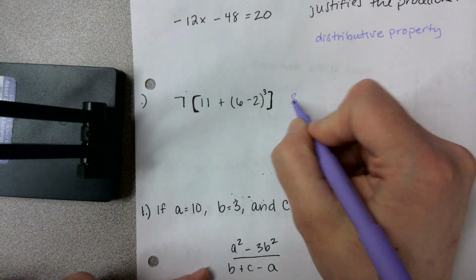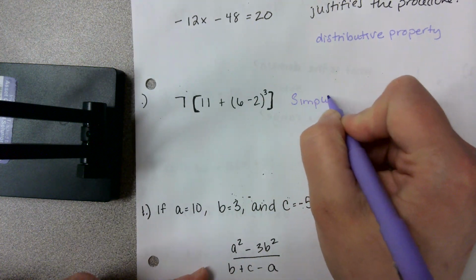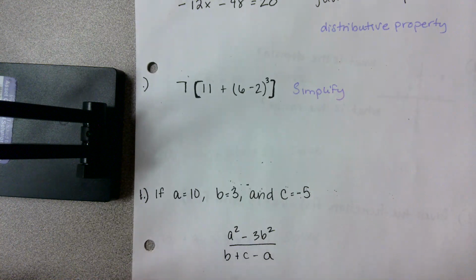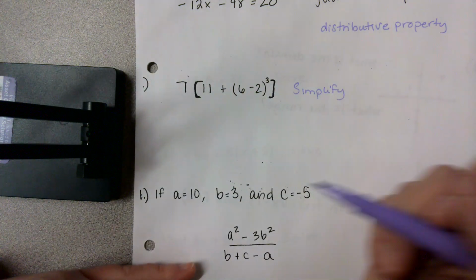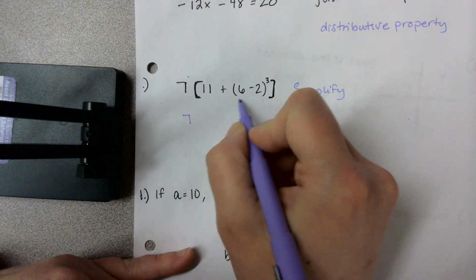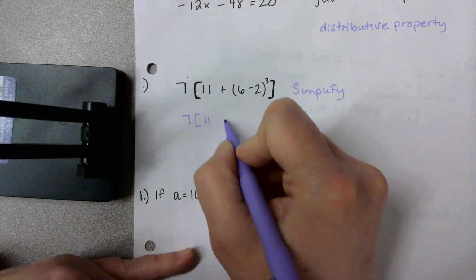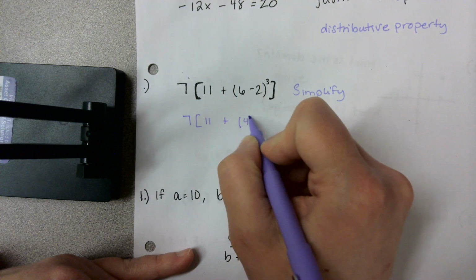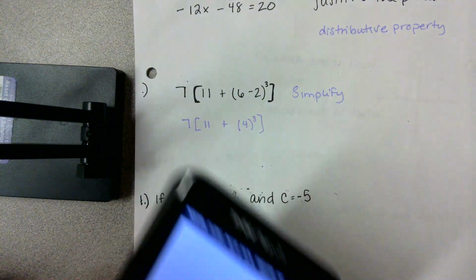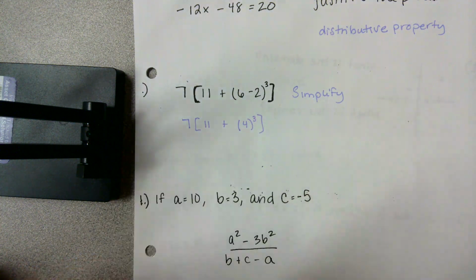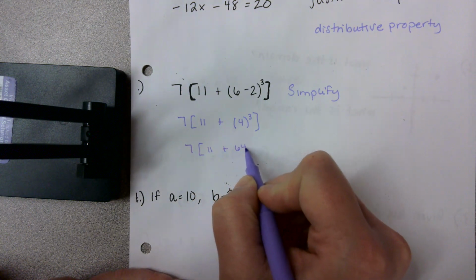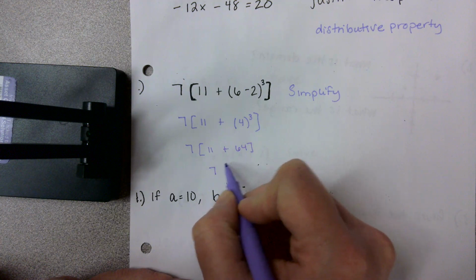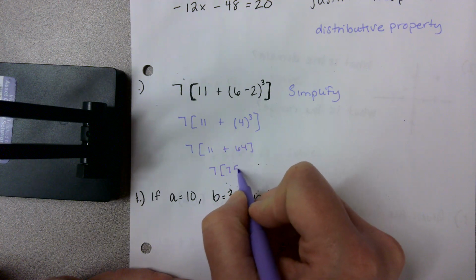Okay, number 3, they want you to simplify. So go ahead and pause the video and try it yourself. This is going to happen first. In the parentheses, it's going to be a 4, and then 4 cubed, or 4 to the third power, is 64. Then we're going to add what's in parentheses, and that's going to be 75.